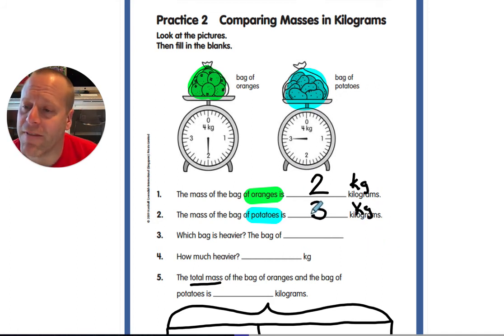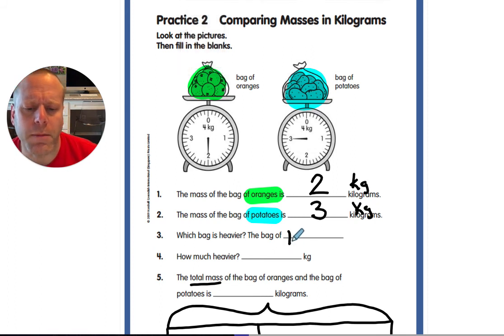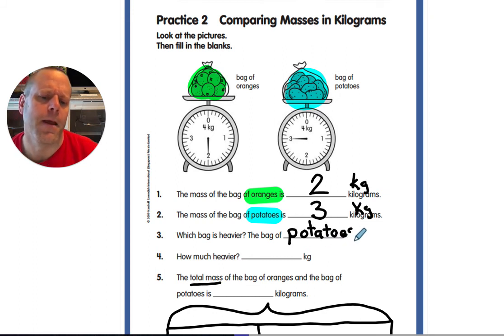Which bag is heavier? Well, right? 3 is bigger than 2, so the bag of potatoes is heavier. And this is not like some sort of writing thing, but if you want to go ahead and try to write potatoes on the line, I might run out of room. I made it.